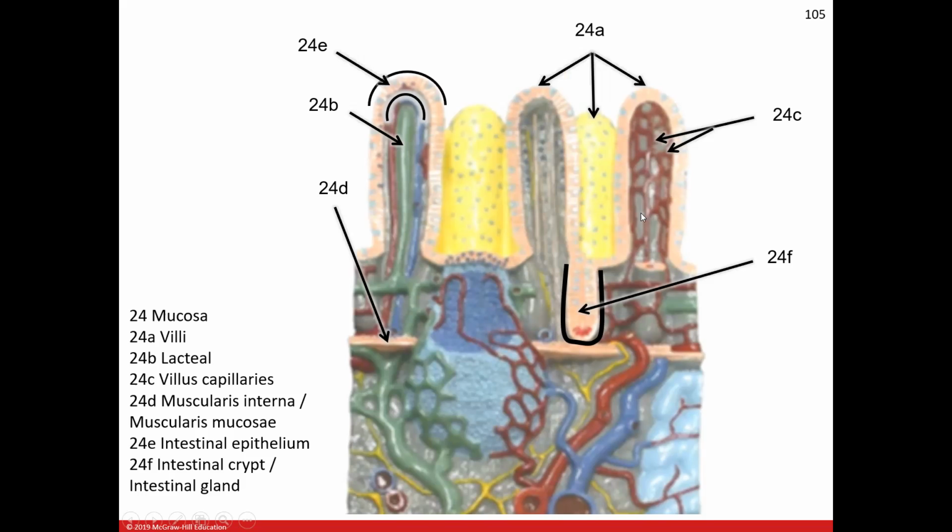Then we have our nice capillaries here, which will again be nutrient-rich, but at the same time it will be deoxygenated blood that will eventually find its way over to the liver. And then down here, we've got our muscularis mucosal layer. And then you can see we have a nice little crypt here with our intestinal glands at the base, because again, we'll talk more about that in lecture, where we're producing some of our additional enzymes and whatnot.